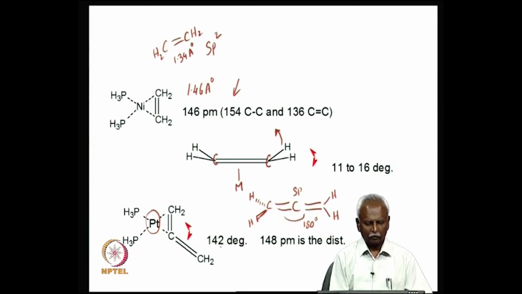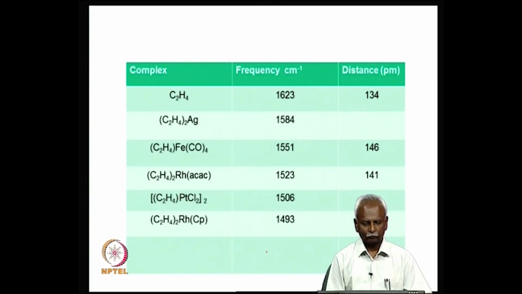But the moment you have interacted with an olefin, then the strain of the central carbon is released, and it moves towards the 120-degree angle that you would end up with in an sp2 hybridization, and it becomes close to 142 degrees here. The carbon-carbon bond distance is around 148 picometers, and it is close to the carbon-carbon double bond distance.